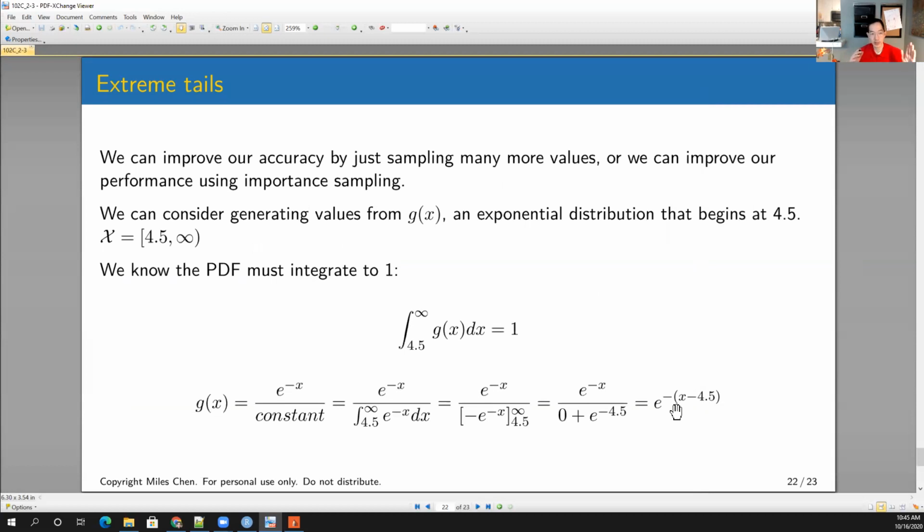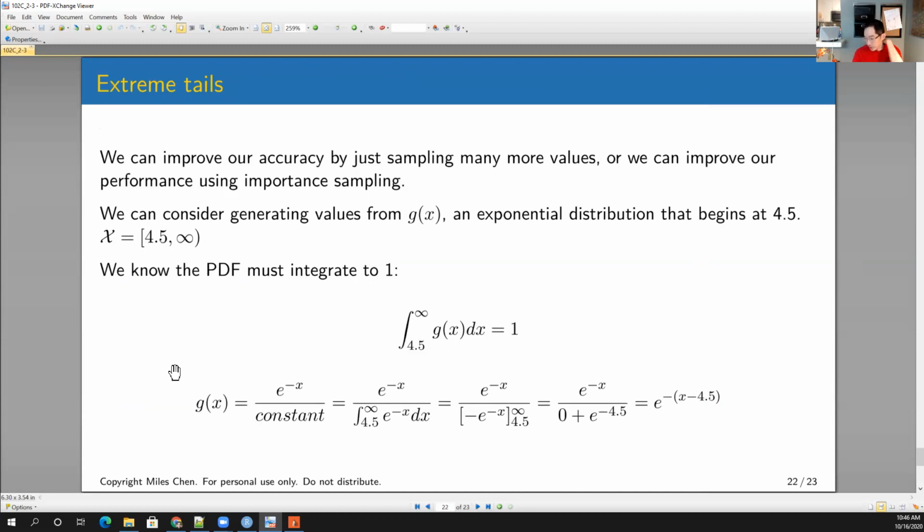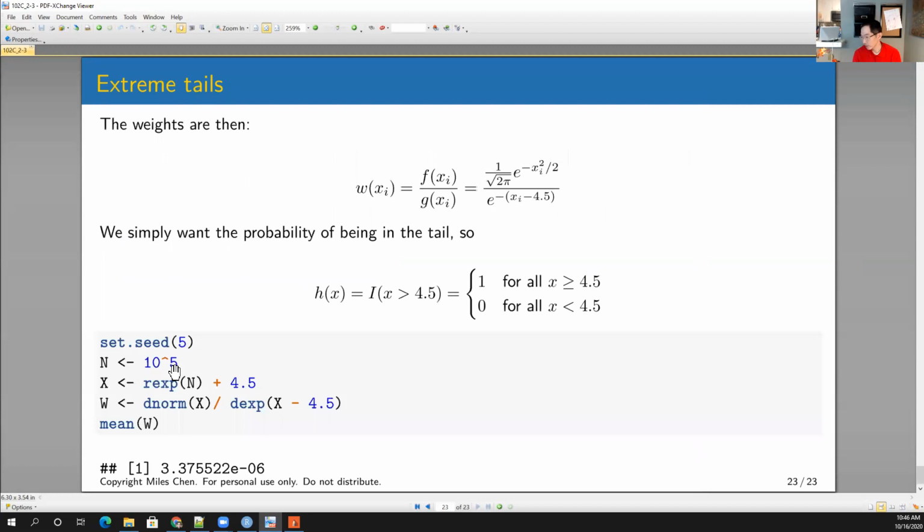So again, part of the problem is that when I generate from the regular old normal distribution, I generate way too many values that are less than 4.5. So I'm going to generate from the exponential distribution, and it's going to produce only values greater than 4.5 by shifting it. And so the weights are going to be the PDF of the regular normal distribution divided by the PDF of my shifted exponential distribution. And we just want the probability of being in the tail. I'm not looking for the mean or anything.